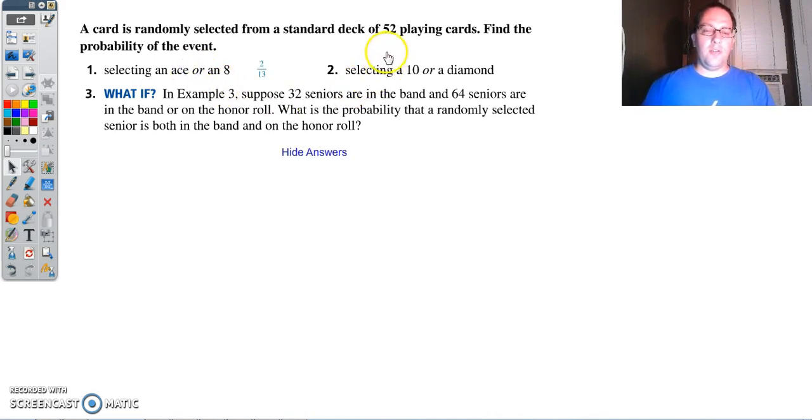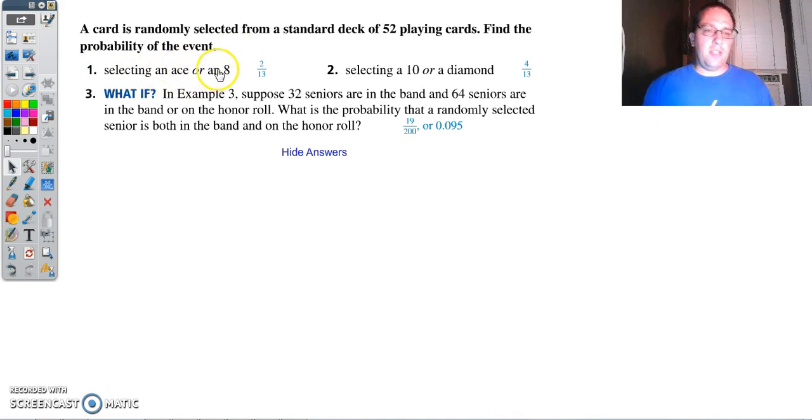Number 1, you should have 2 out of 13. Number 2, 4 out of 13. And number 3, you should have had 19 out of 200, which is 9.5%. All right. If you got those, great. You can skip ahead a little bit. If not, let's see what's going on.